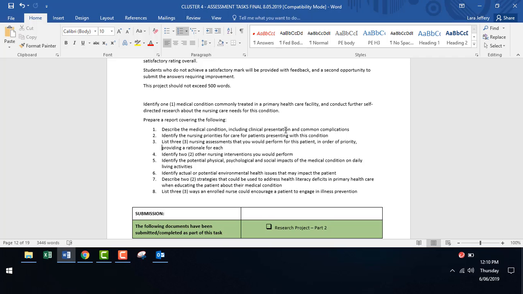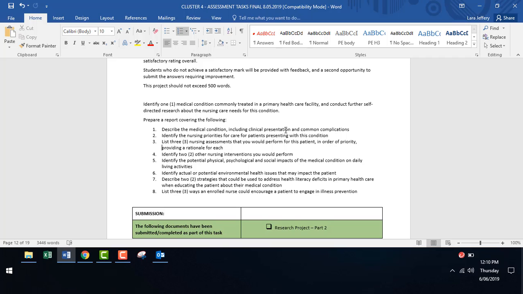Question 6, identify actual or potential environmental health issues that may impact the patient. We're thinking about the environment that they live in, where they live, how far they may live from a primary healthcare service, what sort of industry is in the suburb that they live in, do they live close to a highway, those sorts of things.